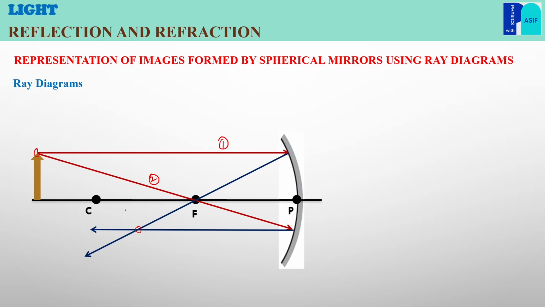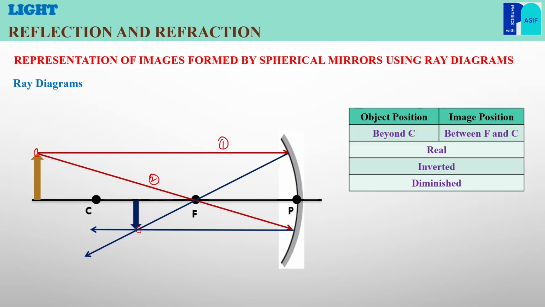Therefore we can take an infinite number of points on the object. For those points, if you consider these two types of rays and draw all the image points and then connect them, then you will get the image, that is the inverted one. So we note down these things, that is, the position of the object is beyond C and the image is formed between F and C, and it is real, inverted and diminished.